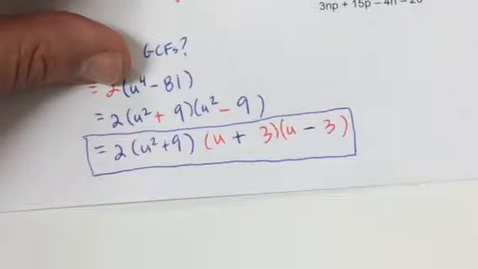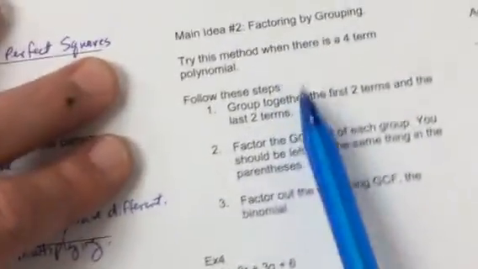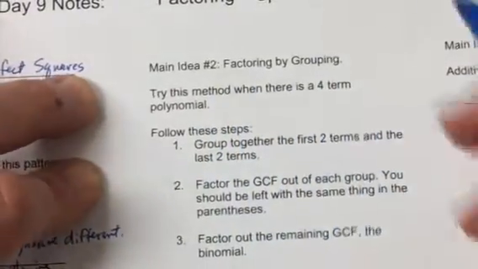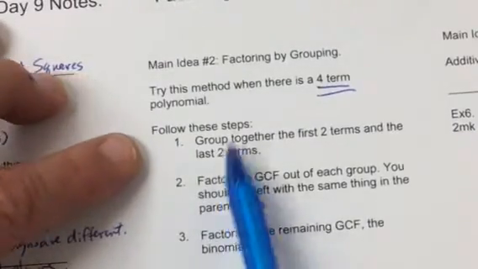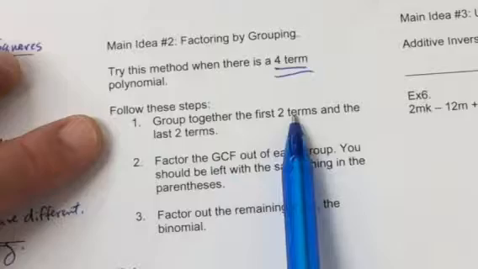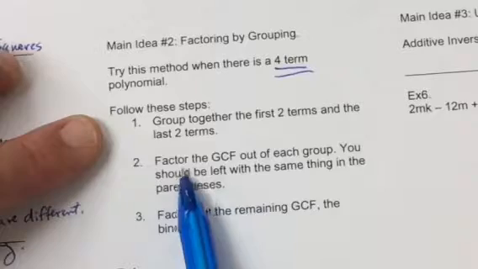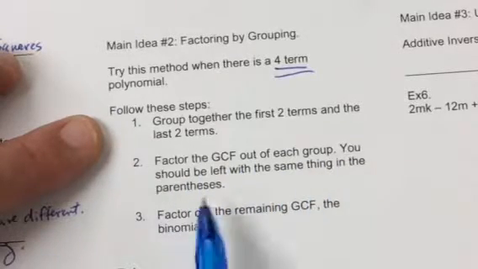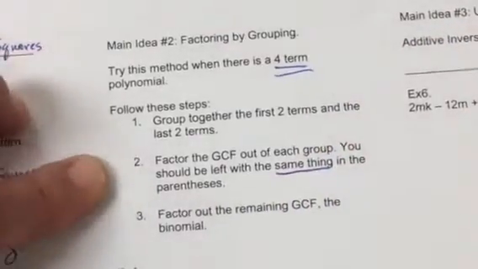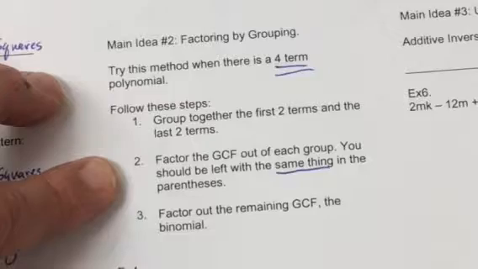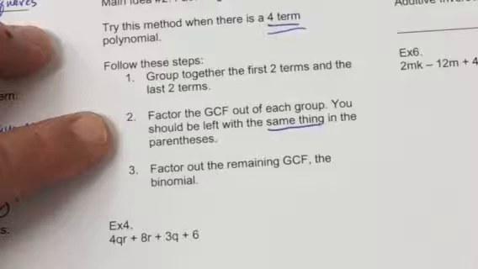Okay, we have 4 more examples to do, but we have another main idea here, and this is factoring by grouping. This works when we're dealing with 4 terms, and then we have 3 basic steps here. The first thing we're going to do is group together the first 2 terms and the last 2 terms, and as we go through the example, it will make sense. Then we're going to factor the GCF out of each group. When you do that, you should be left with the same thing in the parentheses, and that'll make sense once we actually do an example. And then for 3, we're going to factor out the remaining GCF, and that'll make sense too.